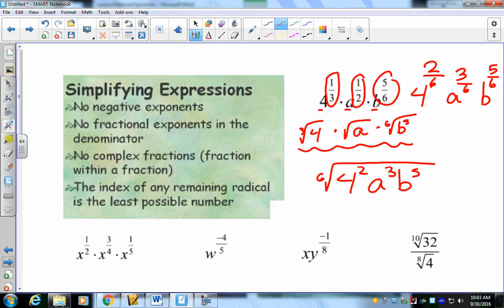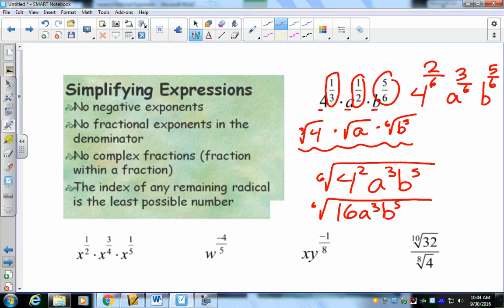My last step would be to simplify anything I can. All right, well, 4 squared, I know I can do some math there. So that's going to give me 16. Now from here you have to say, okay, if I broke anything down, can I make groups of 6 of a kind? Can I reduce this radical? No, you can't. 3 A's do not make a group of 6, 5 B's don't.